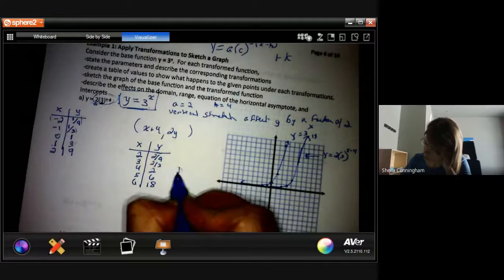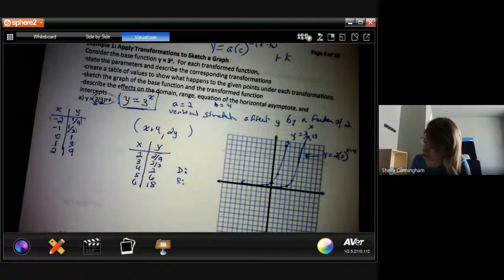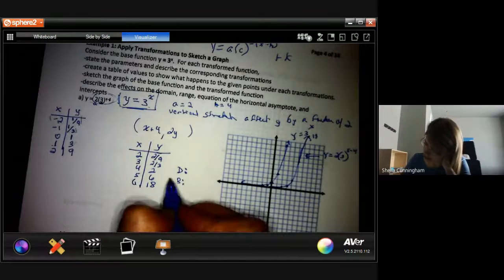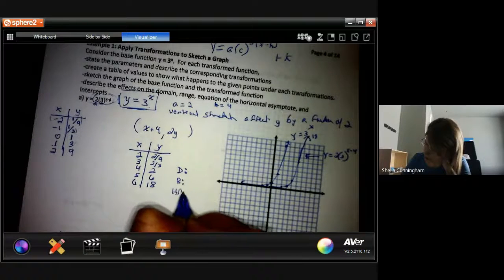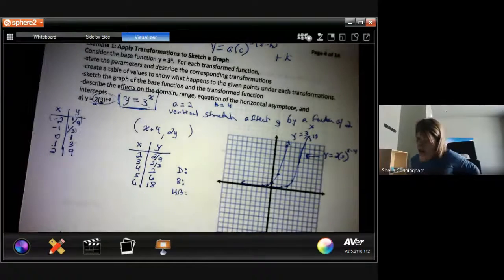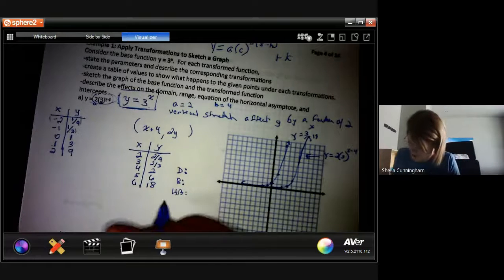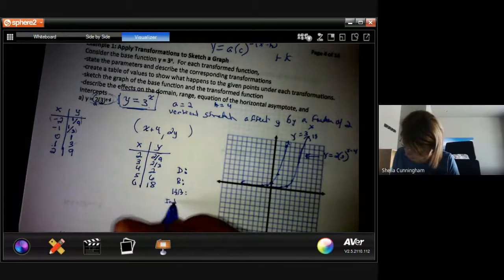Okay, so have a look at your domain. Let's have a look at your range. And let's still think about what your horizontal asymptote is, and if we have any x-intercepts or y-intercepts, any intercepts at all.